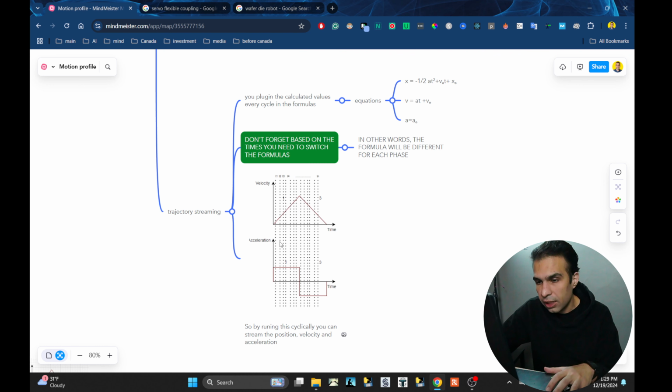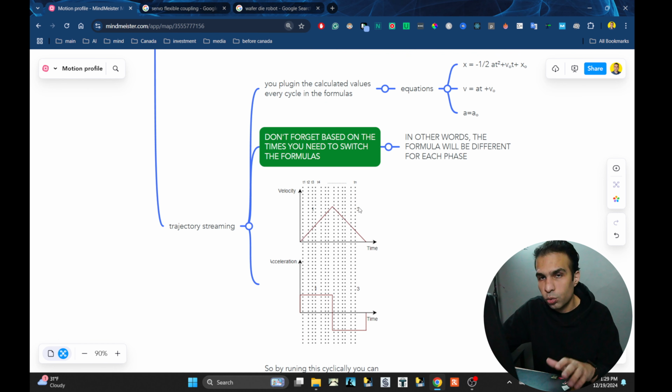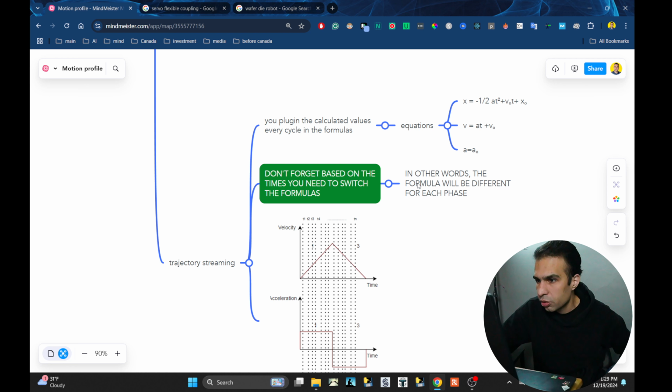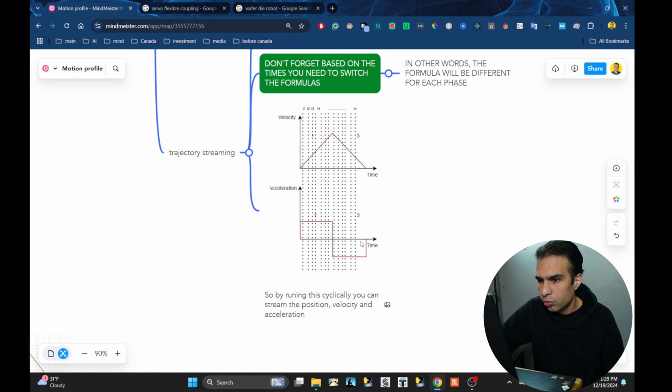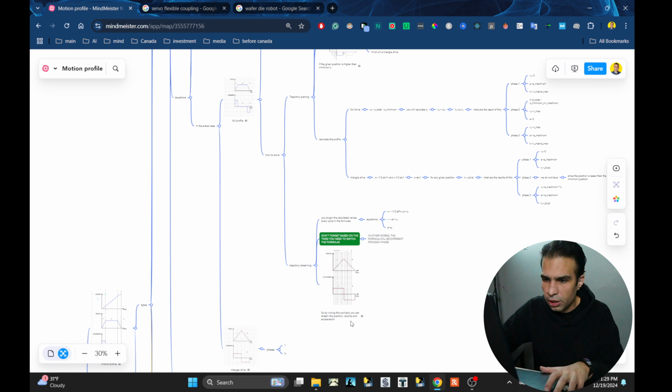Another most important thing about this is the switching part between each phase, because the formula for each phase is different, right? So in each phase, for example, the first phase and the second phase, in the trajectory planning you are calculating at which moment you have to switch from phase 1 to phase 2, phase 2 to phase 3. Okay, so this will help you to do that, so you can stream the position.